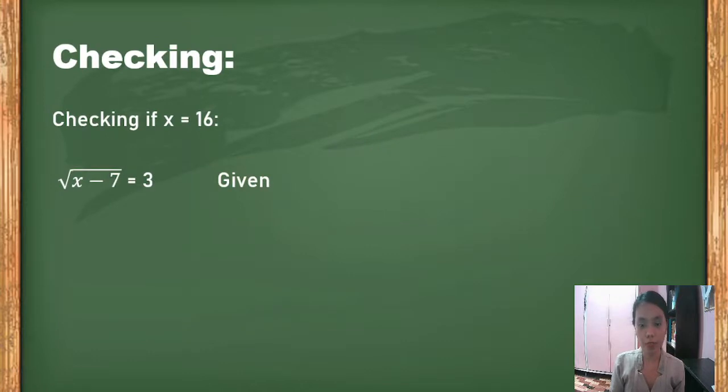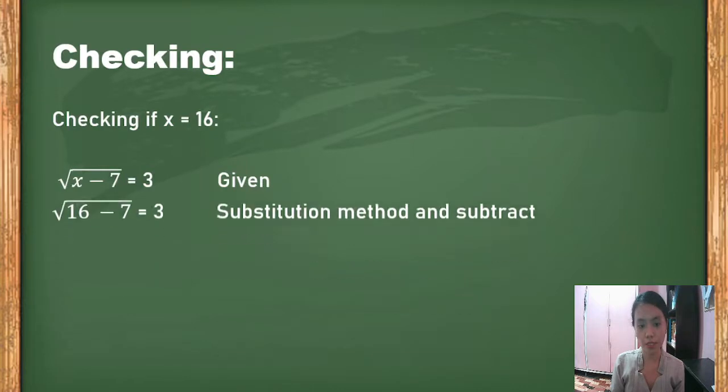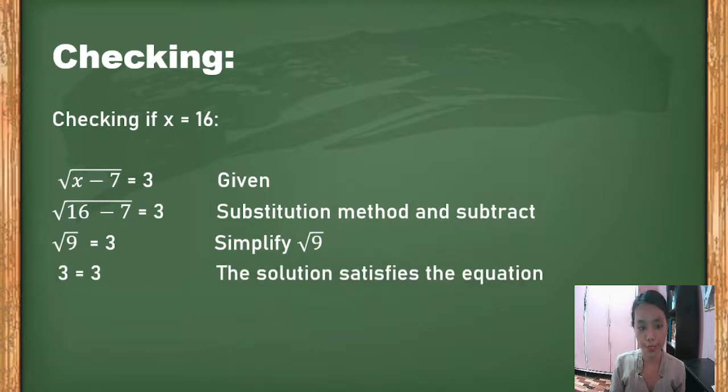So, check natin kung tama yung ating sagot. Substitute natin ang 16 sa ating given. So, we have square root of 16 minus 7 equals 3. Simplify natin yung values inside the radical symbol. So, we have 9. And 9 ay perfect square. So, square root of 9, the answer is 3. So, again, on both sides natin ay nag-equal. Therefore, our solution satisfies the equation.